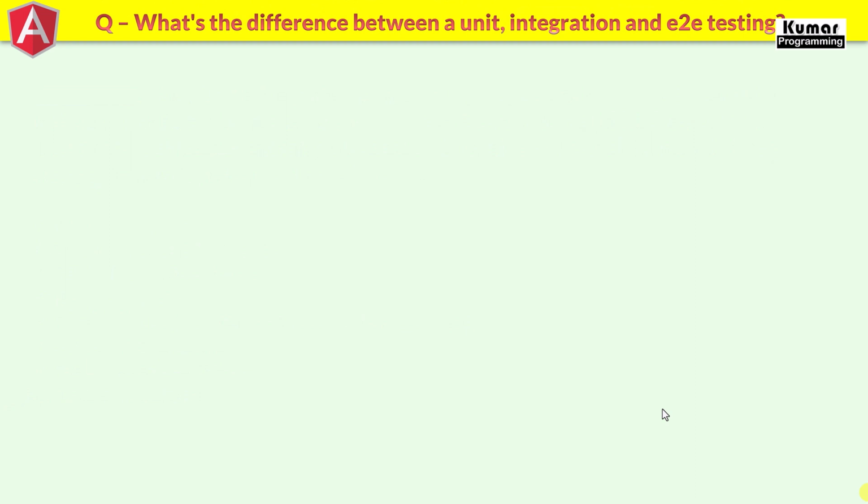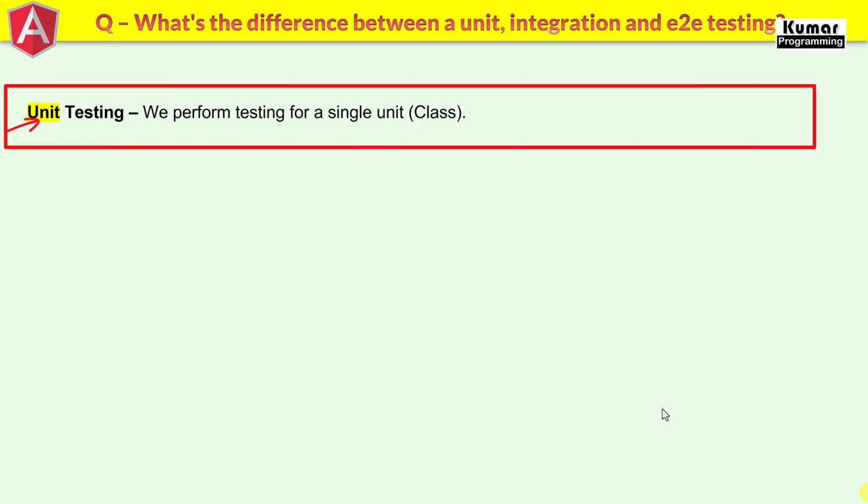Now the second question an interviewer may ask is: what is the difference between unit, integration, and E2E testing? It's very simple. Unit testing is whenever we perform testing on a single unit, a single class, to check whether all the functionality from that class is working as expected or not. That is known as unit testing. We will see it once I do our practical demonstration.